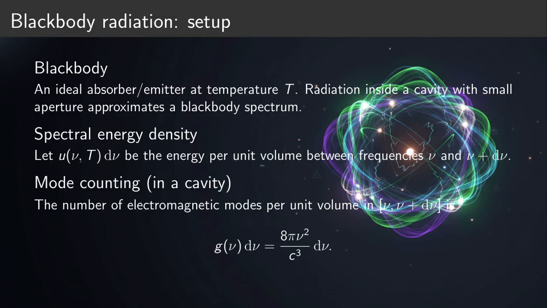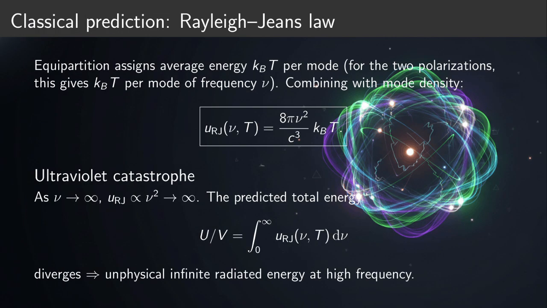Inside the cavity, electromagnetic waves form standing modes. The number of these modes increases with frequency, proportional to nu squared. Rayleigh-Jeans law. Classical physics assumes that each mode carries an average energy equal to k_B times temperature. Combining this with the number of modes gives the Rayleigh-Jeans law. It predicts that energy density increases with the square of frequency.